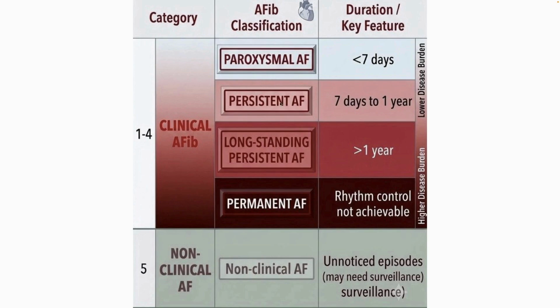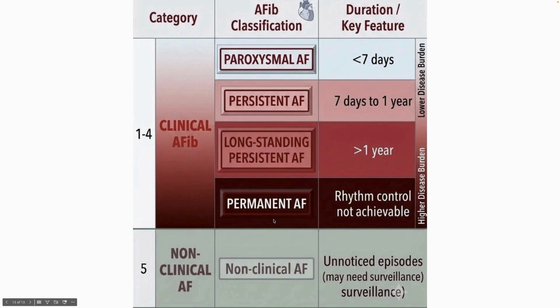Sometimes it takes more than 7 days and reaches less than a year. This is called persistent AF. Long-standing AF is episodes that last more than 1 year. And permanent AF is an agreement between the doctor and the patient that sinus rhythm or rhythm control is not achievable, and they just remain on rate control treatment. And we'll talk about different treatment strategies, rhythm control, rate control, and ablation in a later video.